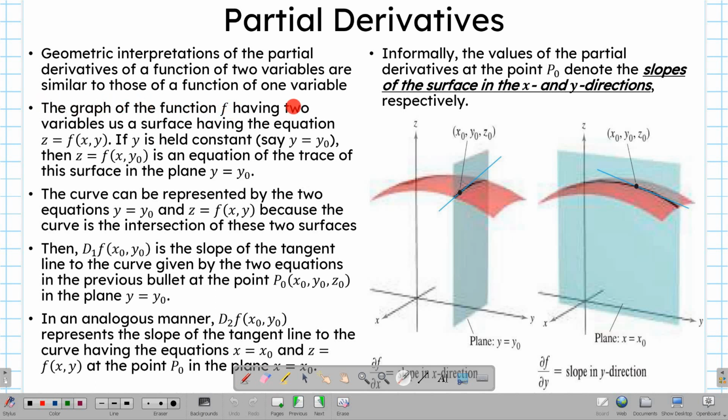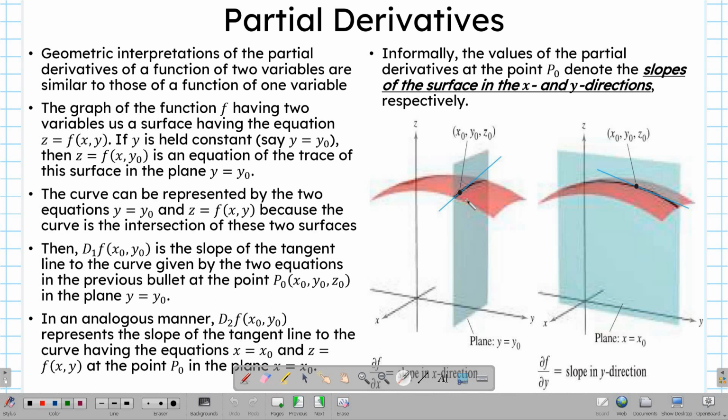The graph of the function f having two variables is a surface having the equation z is equal to f of x, y. So something like this. If y is held constant, say y is equal to y sub 0, then z is equal to f of x comma y sub 0 is an equation of the trace of this surface in the plane y is equal to y sub 0. So for example, you have this here, this is the plane. Once the graph of the function z intersects the plane, with y held constant, you have that specific trace there.